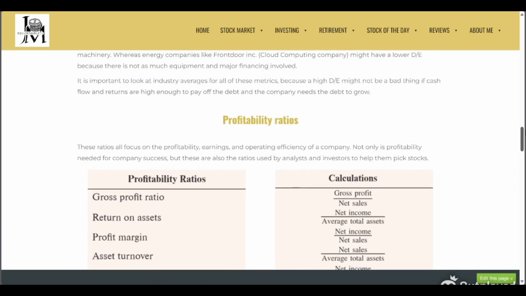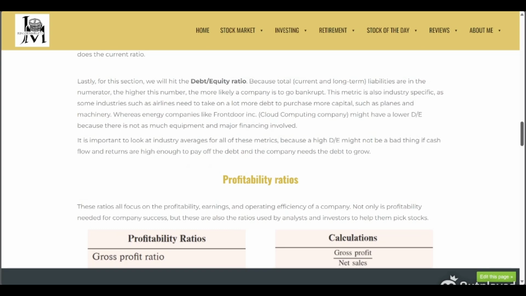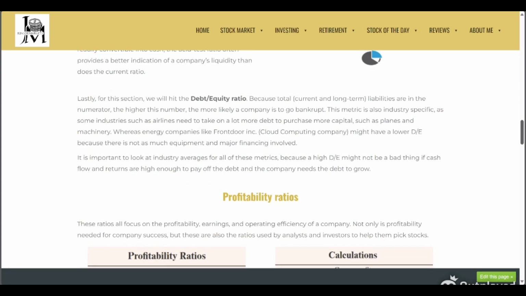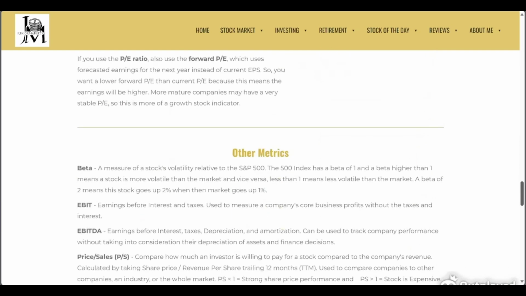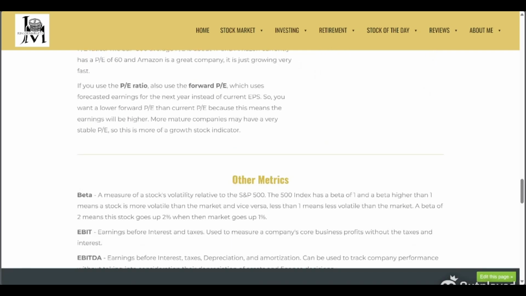So we'll quickly go over that. Price to cash flow is calculated by taking the stock price and dividing it by the cash flow per share. Essentially, cash flow is the net amount of cash a company generates from its business operations. This compares a company's stock price to its cash flow. It helps investors assess how much they're paying for each dollar of cash flow generated by the company.